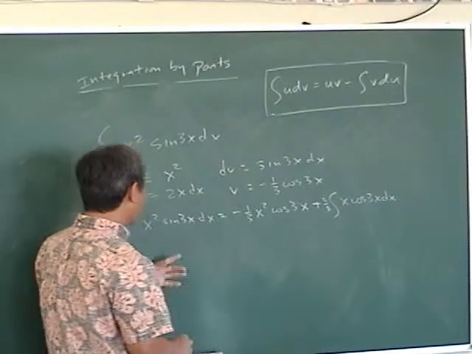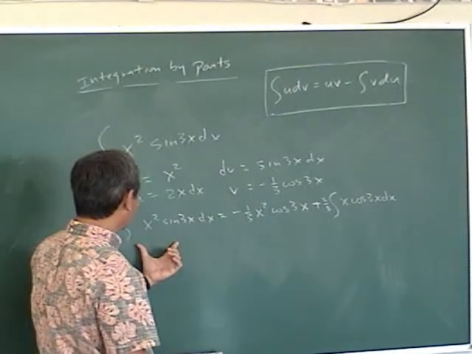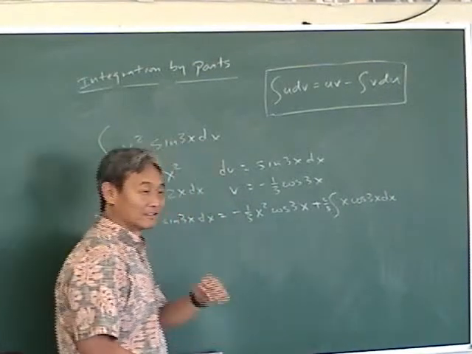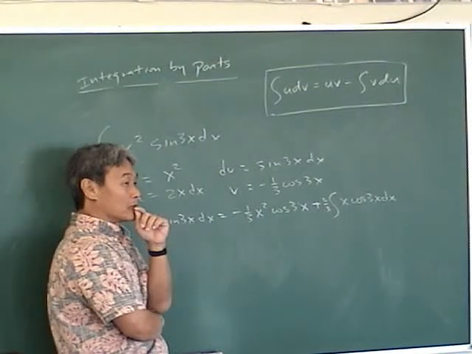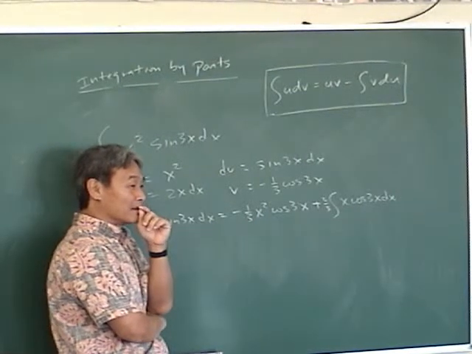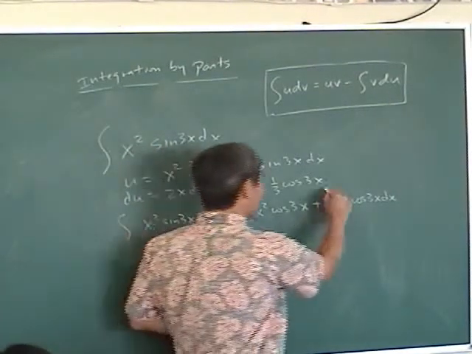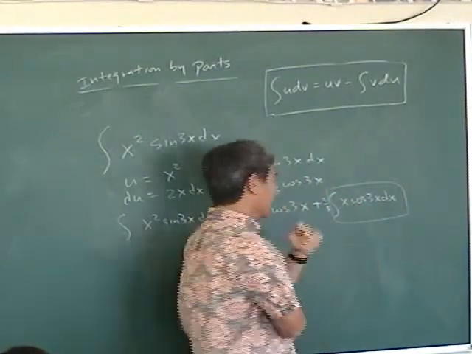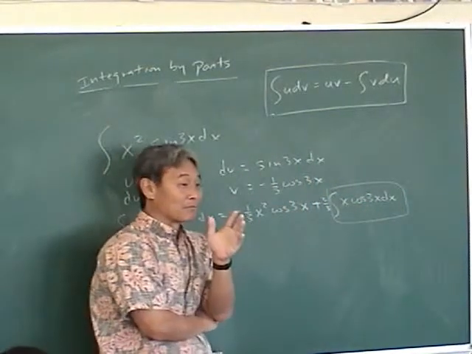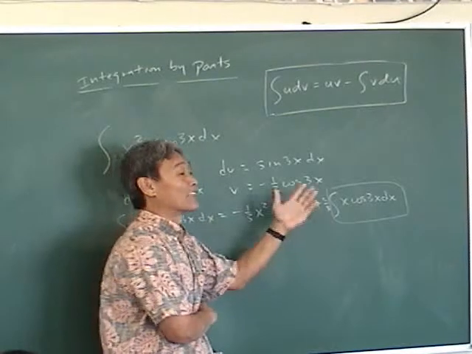So in order to do this integral, you got to be able to do that integral. Yeah, that looks like the very first example we did. So how do you do this integral right here? You got to do another integration by parts. You got to do it again.